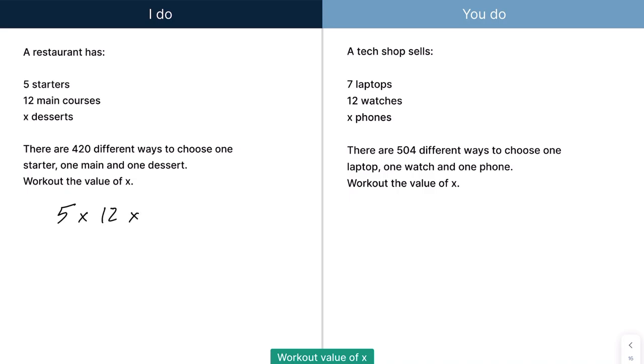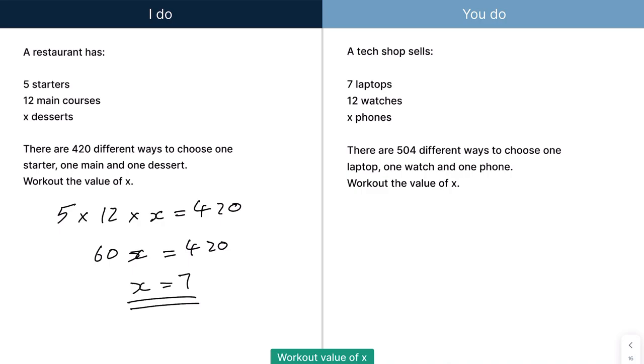Now we don't know the desserts, so we'll call desserts x, and that is equal to 420. Now to tidy this up, 5 times 12 is 60, so we have 60x is equal to 420. If I now divide each side by 60, I get x is equal to 7. So that's the value of x.